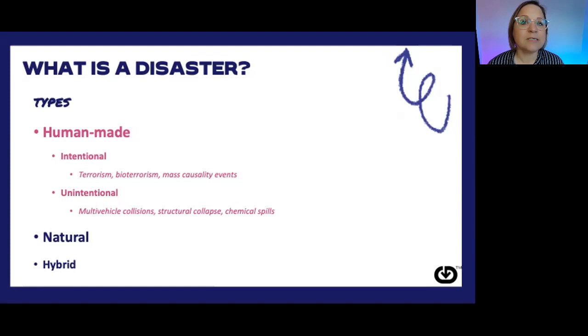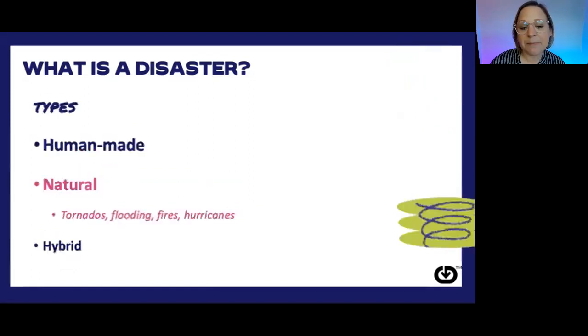So things like multi-vehicle collisions, where there are so many victims that the local resources can't keep up with caring for them the way they normally would. Structural collapse, we've heard of bridges collapsing and roadways collapsing or buildings collapsing, or even things like chemical spills. All of these things overwhelm the local community's fire department, police department, and health department and hospitals and require additional resources and strategies to get through these events.